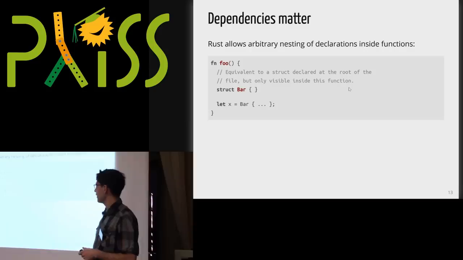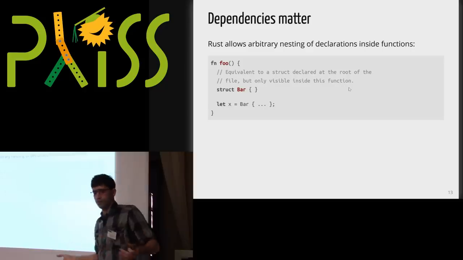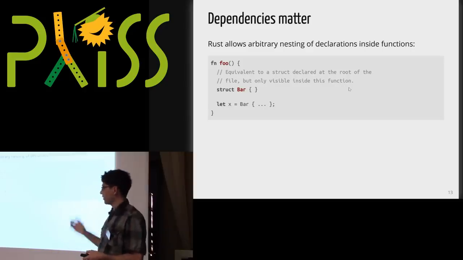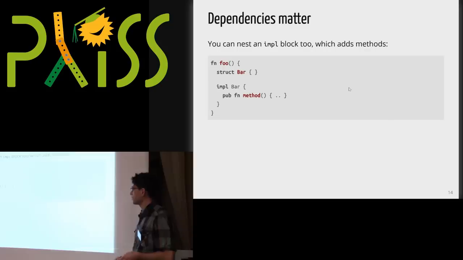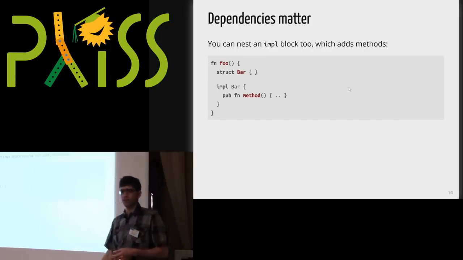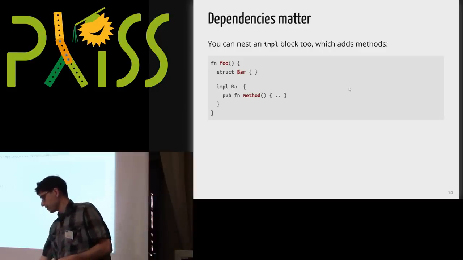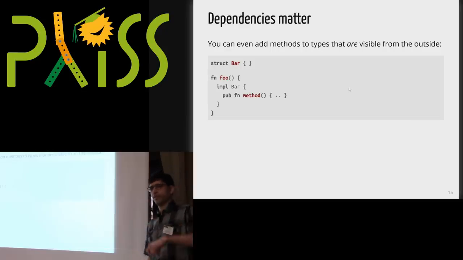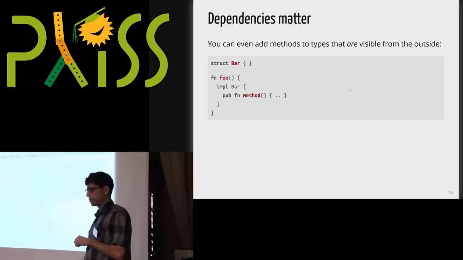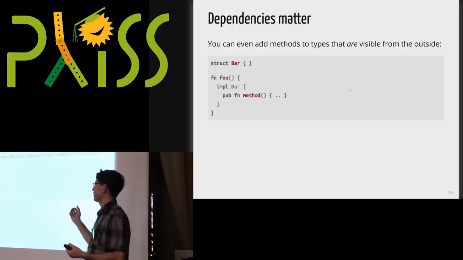OK. And that's kind of handy, because sometimes you want to have some local data that's not needed outside of this function. So you could make a struct in there, and that's fine. You can also do things like put methods on that struct. So this impl bar, that's Rust notation for implement methods for the type bar. And you can add methods there. But what that means is I could actually have a struct that's visible from outside the function, and I could put methods on it inside the function. And now I can call those methods from outside the function, because the methods are dispatched based on the type, and we attached the method here to the type bar.